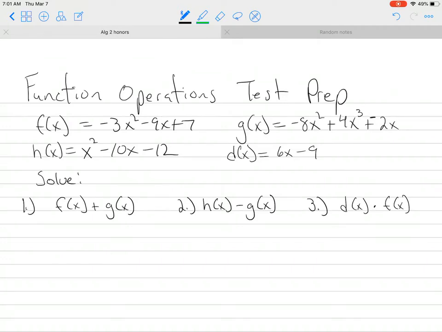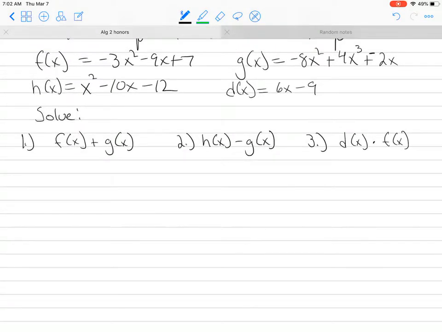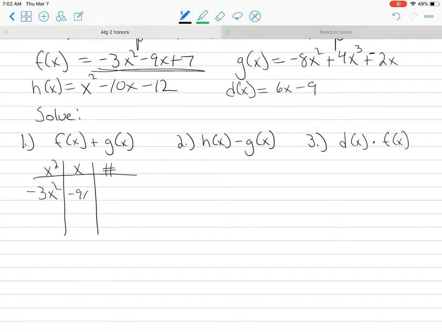Now let's look at some of these answers. All right, so let's start off with f of x plus g of x. This one is pretty good. I don't need to change any signs with f of x or g of x. So I'm just going to make my columns. I have my x squareds, my x's, and my regular numbers. I'm looking at f of x first. So I have negative 3x squared, negative 9x, and a 7. I'm looking at g of x second. I have a negative 8x squared. I have a 4x. Ooh, mistake.